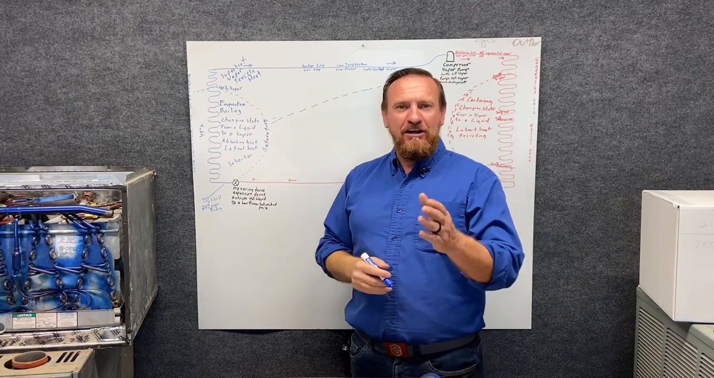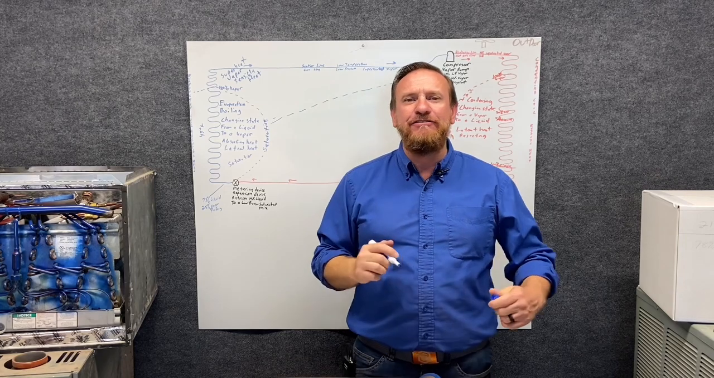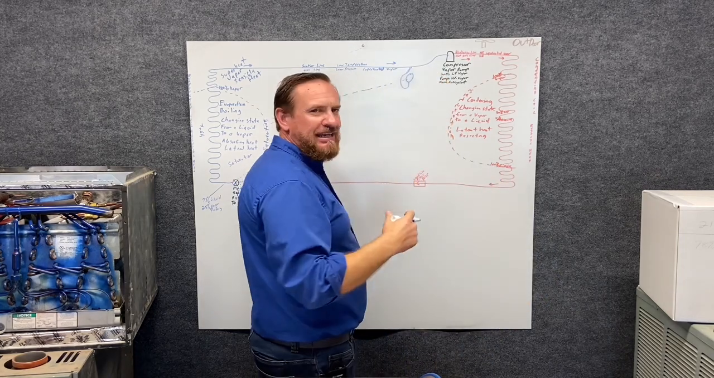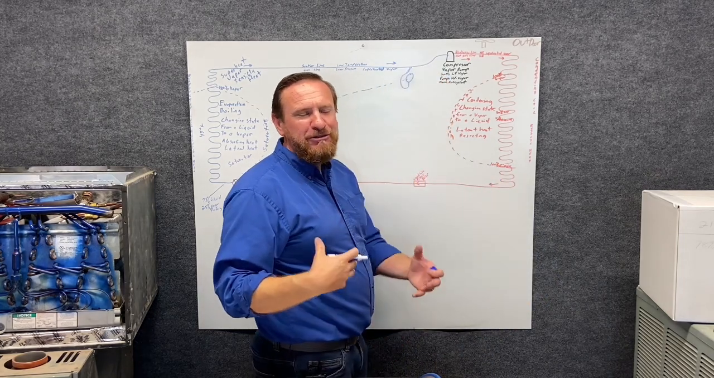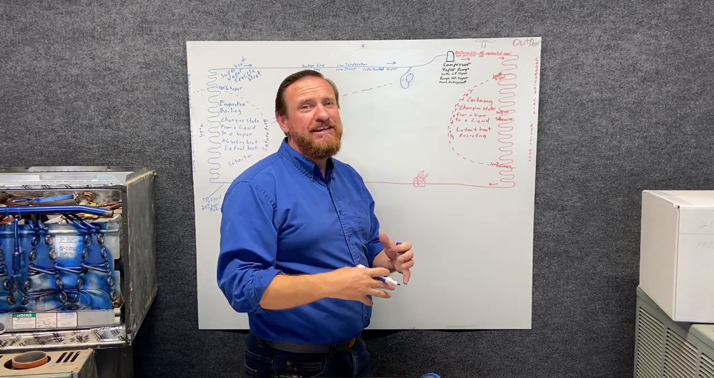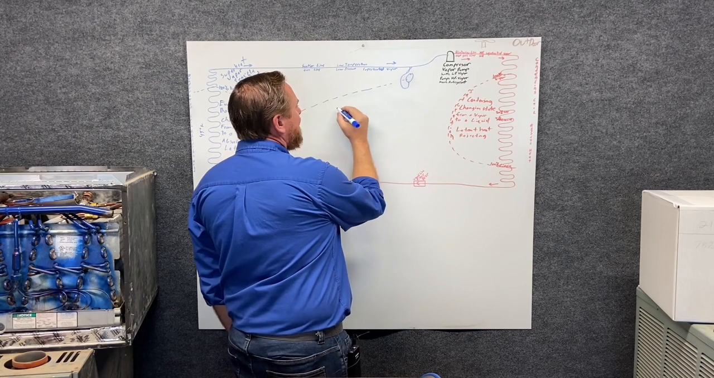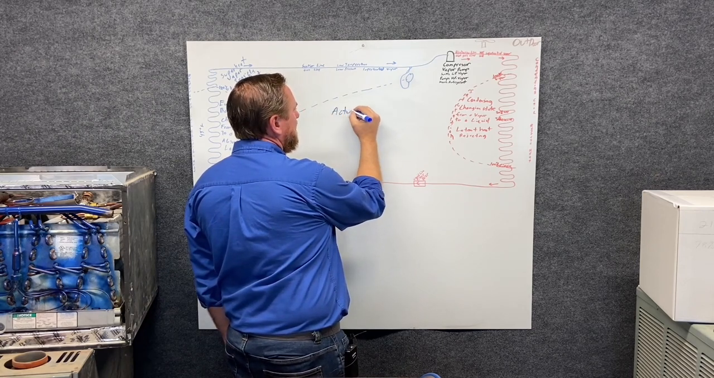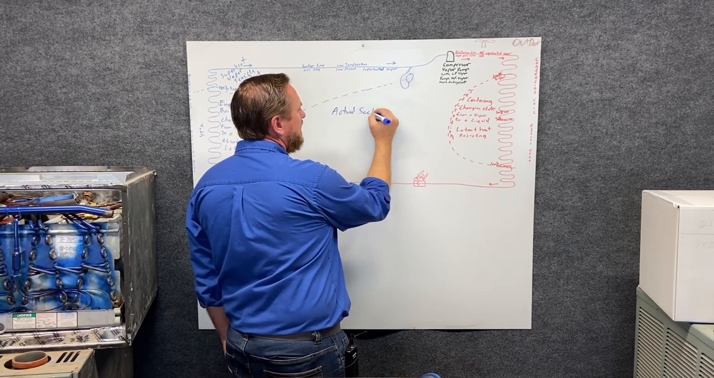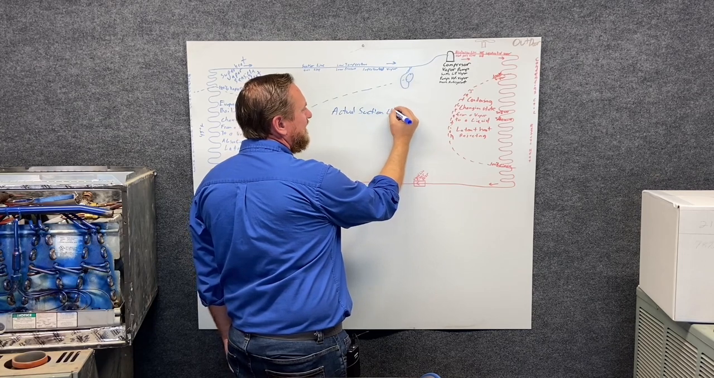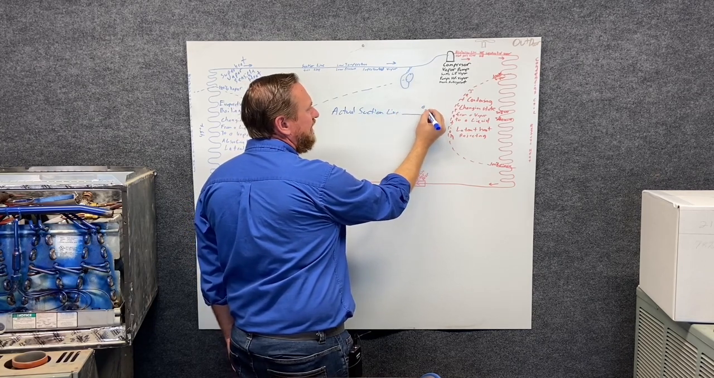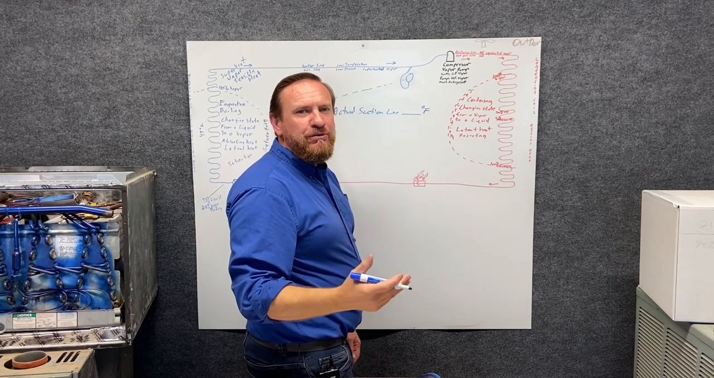And superheat, on top of a definition, also has a formula. The formula for superheat, and this is a word-for-word formula. People try to shorten this down, but I've already shortened this down for you. And we're going to put it just like this in your notes. Actual suction line blank degrees Fahrenheit, or actual suction line temperature.